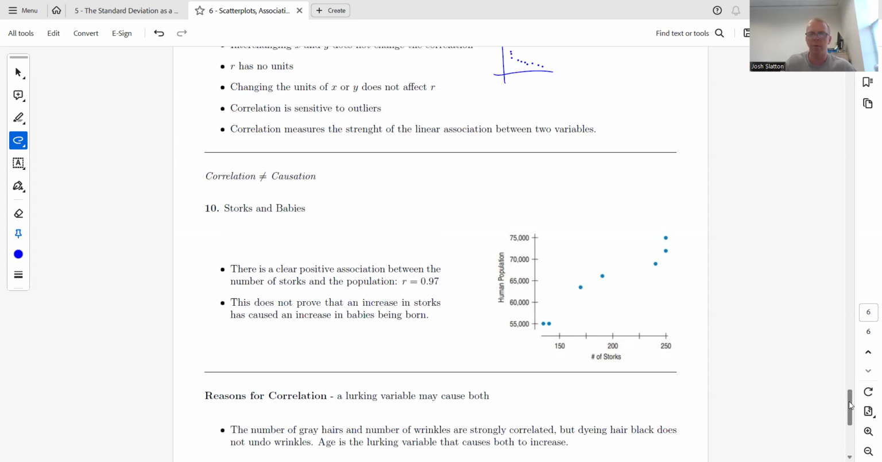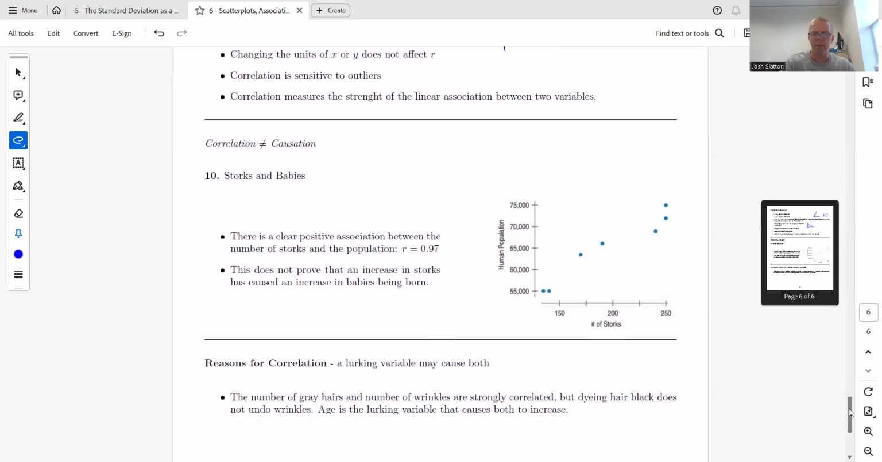So just as an example, storks and babies, we have a scatter plot here. There's a clear positive association. R is 0.97, so that's very close to 1. So that's going to be very strong positive correlation. But it does not prove that an increase in storks causes an increase in babies. So that's just one example.